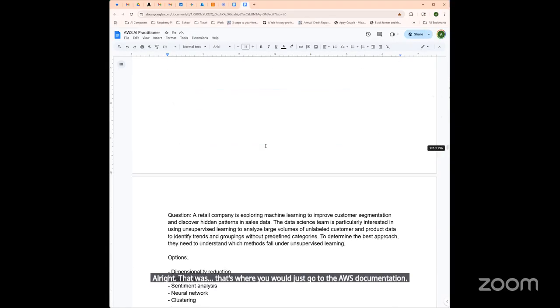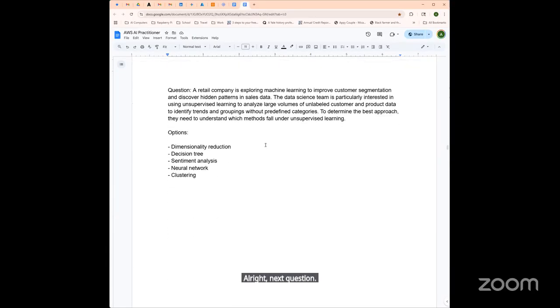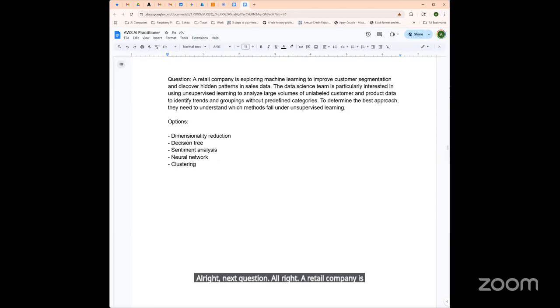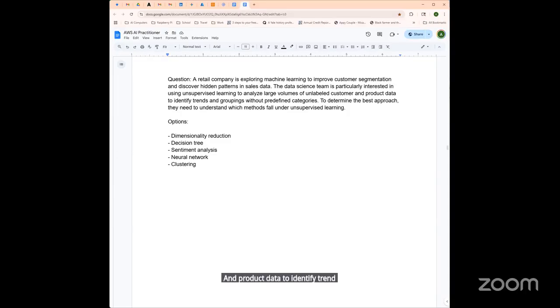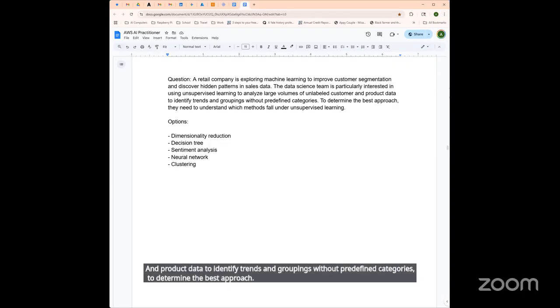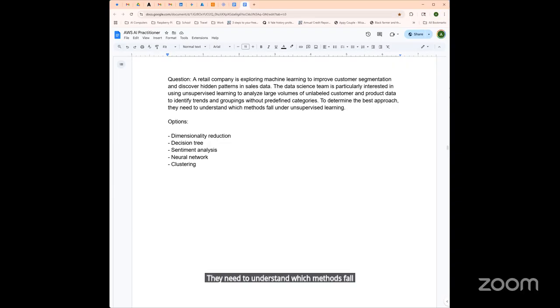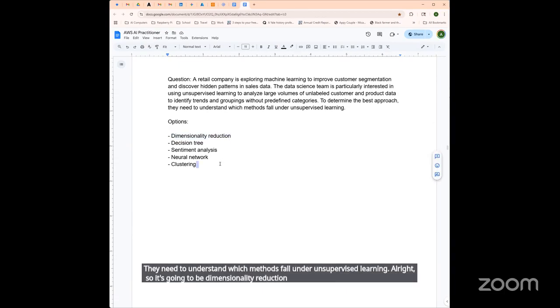All right, next question. A retail company is exploring machine learning to improve customer segmentation and discover hidden patterns in sales data. The data science team is particularly interested in using unsupervised learning to analyze large volumes of unlabeled customer and product data to identify trends and groupings without predefined categories. To determine the best approach, they need to understand which methods fall under unsupervised learning. All right, so that's going to be dimensionality reduction and clustering.